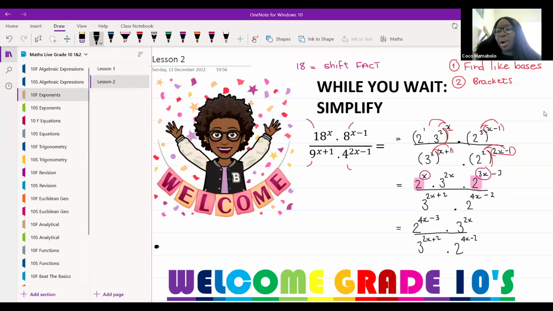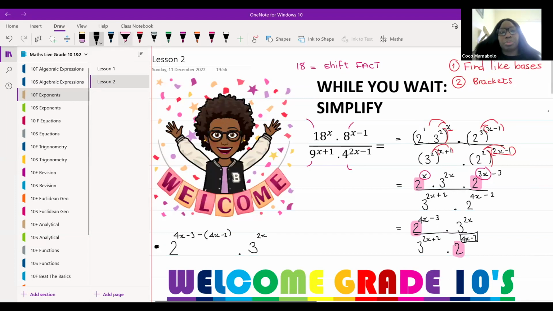All right, now I can see that I've got like bases. I've got a 2 and a 2, but they're being divided this time. So instead of adding the exponents, I'm going to subtract them from each other. So I'm going to have 2 to the power of 4x minus 3 minus, then I'm going to open brackets and I'm going to put the 4x minus 2 in brackets. And those brackets are very, very important, guys. Do not forget them.